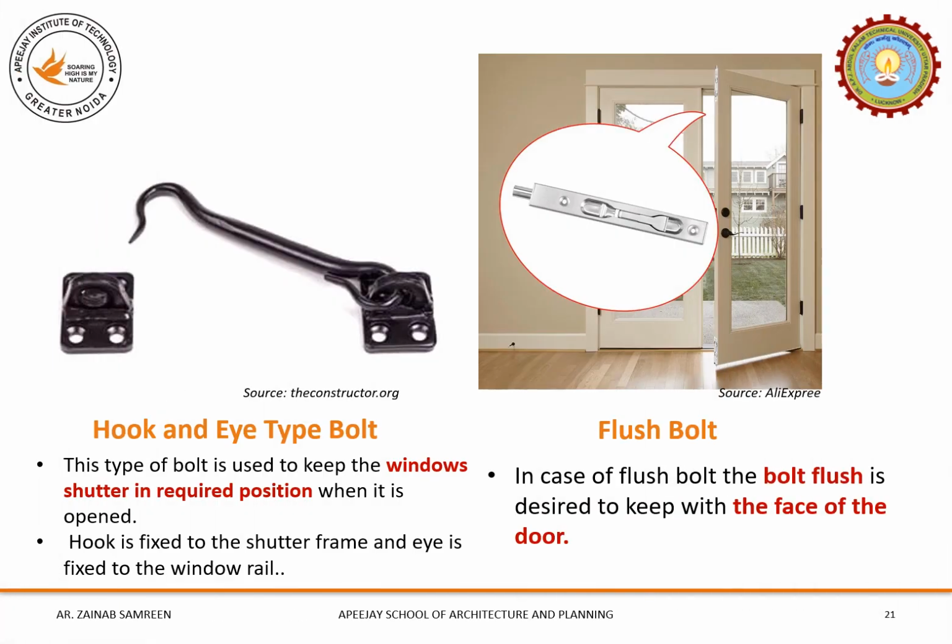The next bolt is the hook and eye type bolt. This is the eye and this is the hook. This type of bolt is used to keep the window's shutter in the required position when it is opened so that it does not bang. This hook is fixed to the shutter frame and this eye is fixed to the window rail.